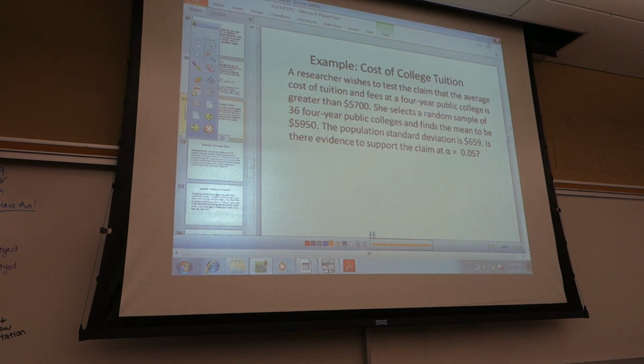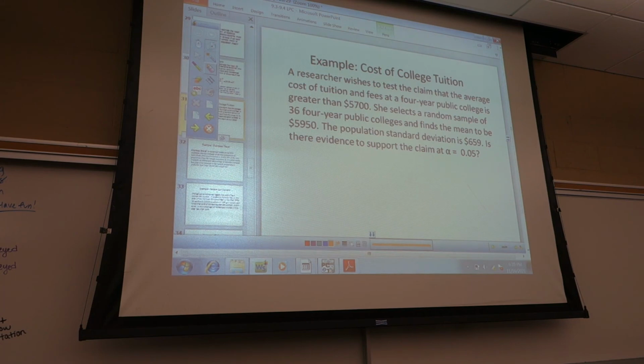A researcher wishes to test the claim of the average cost of $5,600. She selects a random sample of 36 New York colleges and finds the mean to be $5,950. The population standard deviation is $659. Is there enough evidence to support the claim at alpha equals 0.05? Great.